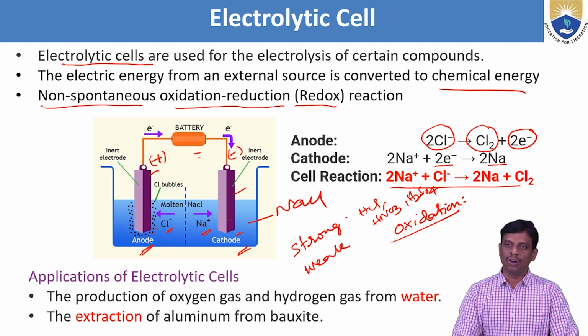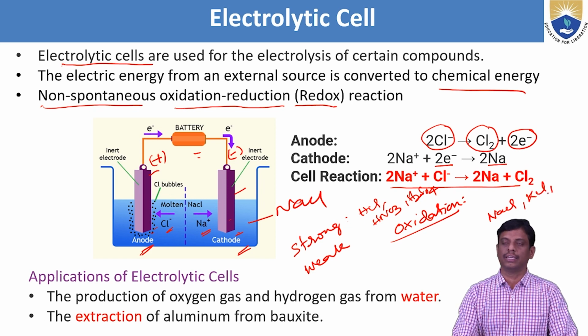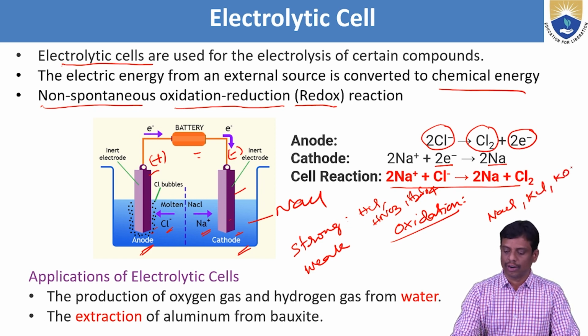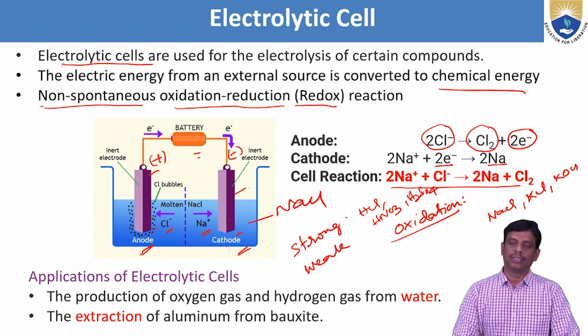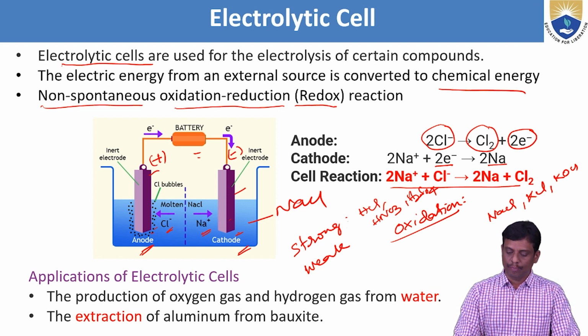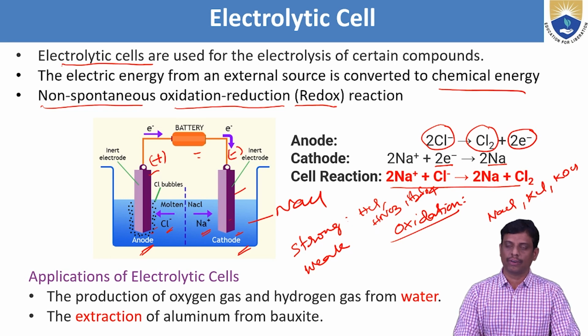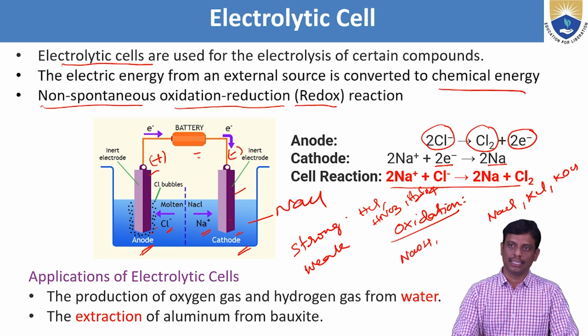Salts also act as strong electrolytes. NaCl is a strong electrolyte. KCl is a strong electrolyte. Potassium hydroxide is a strong electrolyte. Some strong bases also act as strong electrolytes. For example, sodium hydroxide is a strong base and acts as a strong electrolyte.